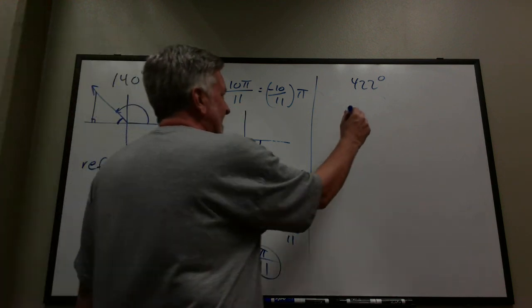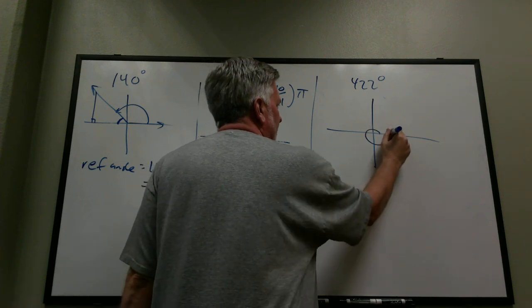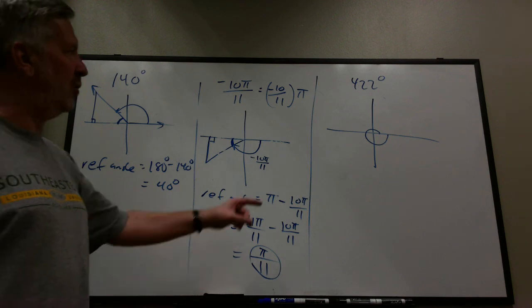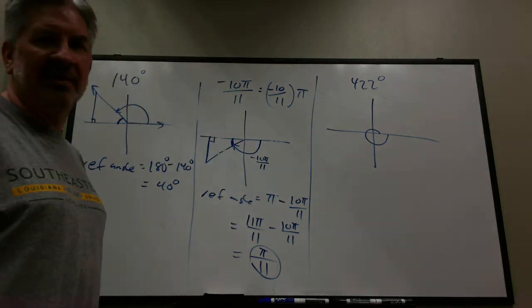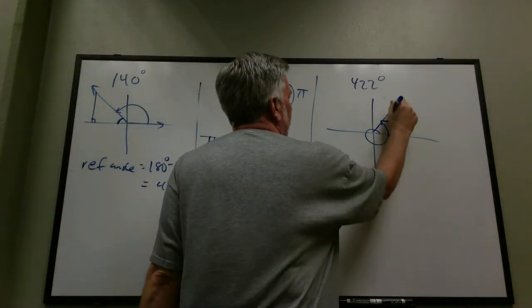So I always think of it this way: once around is 360. If I've used up 360, how much more do I have to go? Well, 422 minus 360 is 62 degrees. I have 62 more degrees to go, so that's going to put me somewhere in the first quadrant like this.